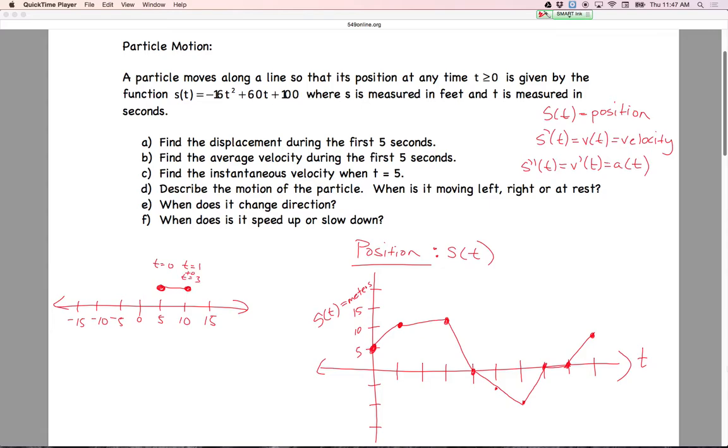Then what does it do? Turns around and goes where? Left to 0, and it gets there when? At 4 seconds. Now what does it do? It keeps going left all the way to negative 10. And that's at t equals 6. Now what does it do? Turns back around. Goes back to 0. And that's at t equals what?